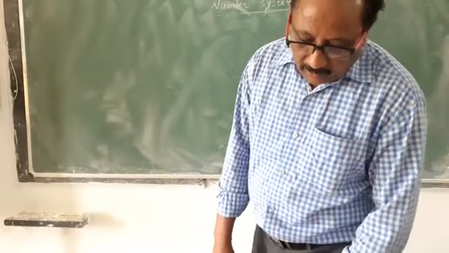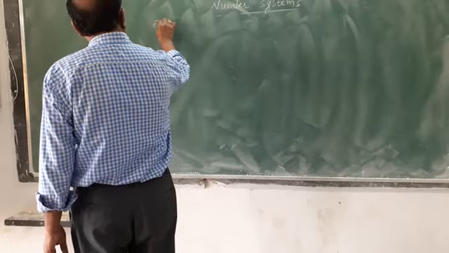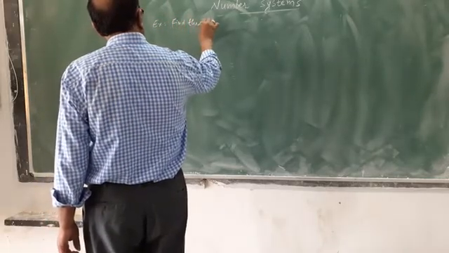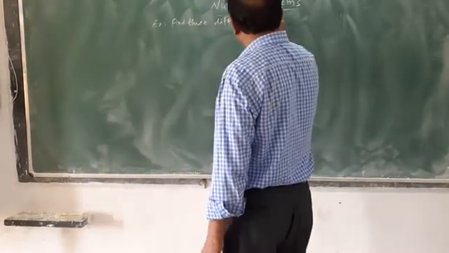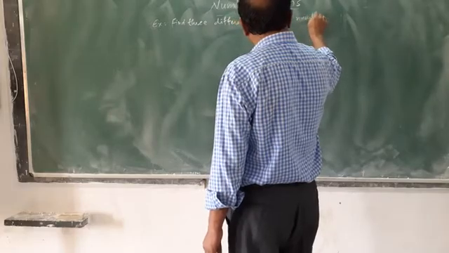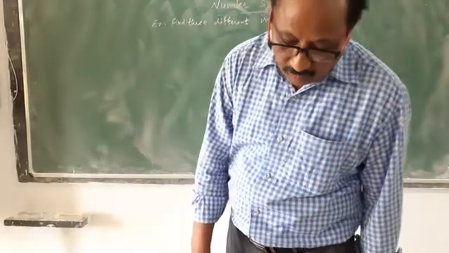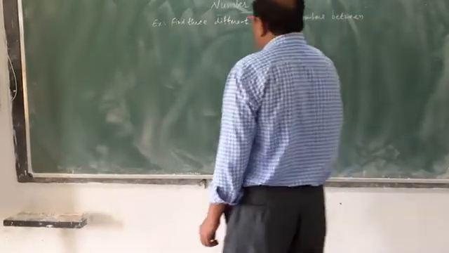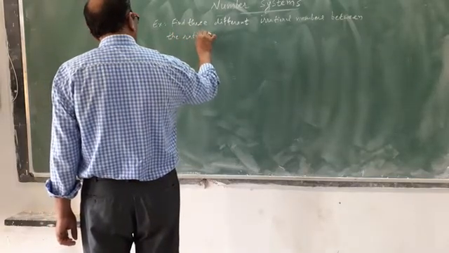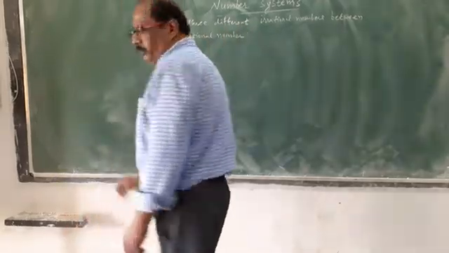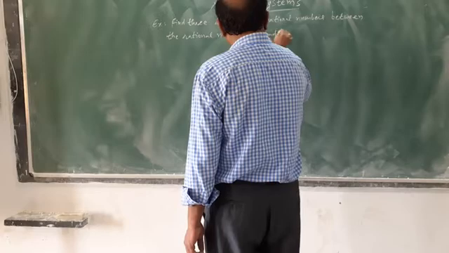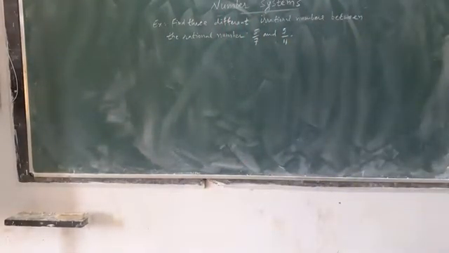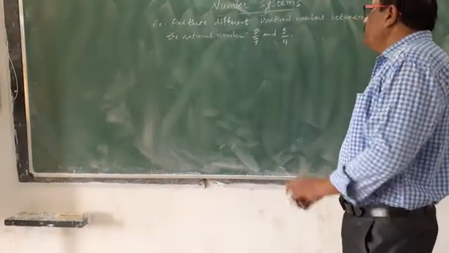Second example, find three different irrational numbers between the rational number 5/7 and 9/11.